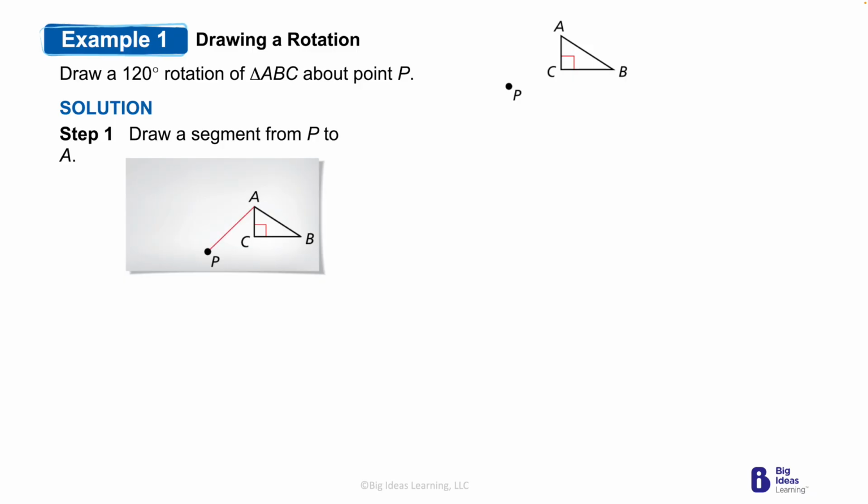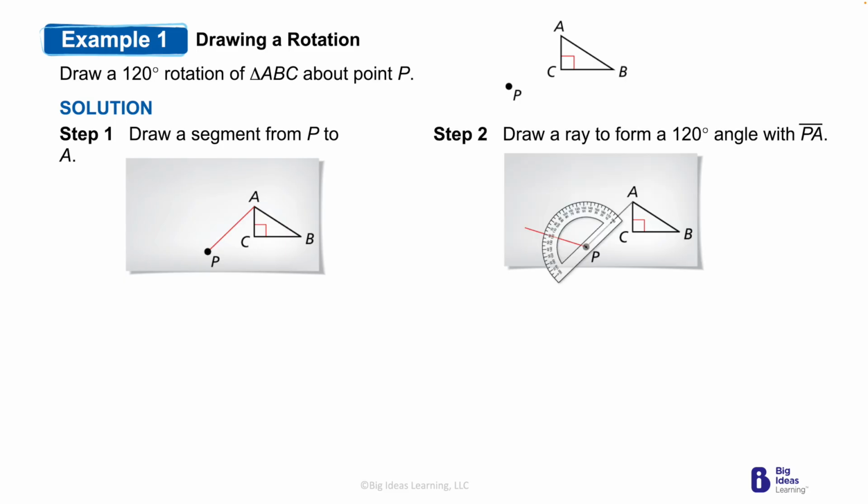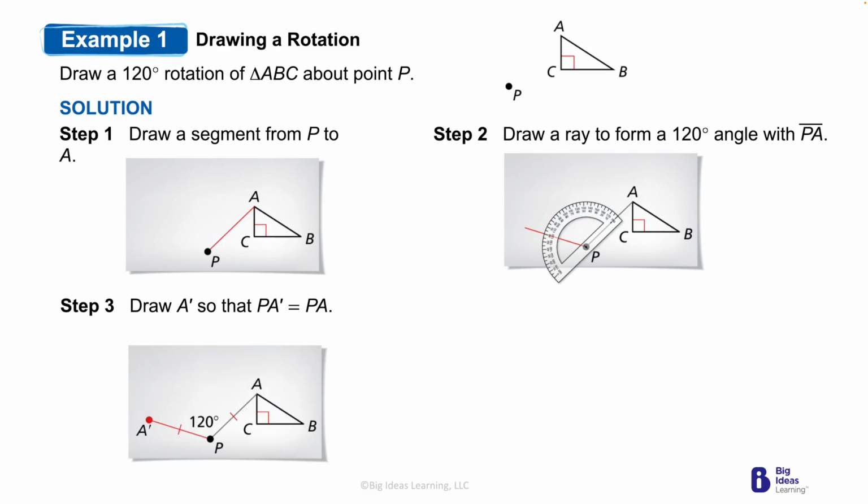Next, grab your protractor. You want to line it up so the center is at P, and then use that to draw a 120 degree angle to segment PA. Just like you see right there, nice and pretty. Then you want to draw A prime at the end of that segment. So you have A prime. And those two segments will be the same length. Okay? That's important. So whatever length PA was, PA prime needs to be the same length.